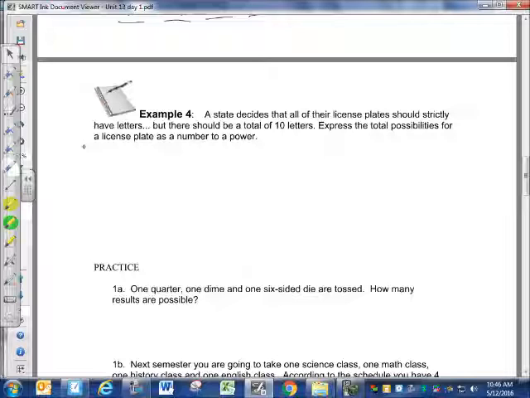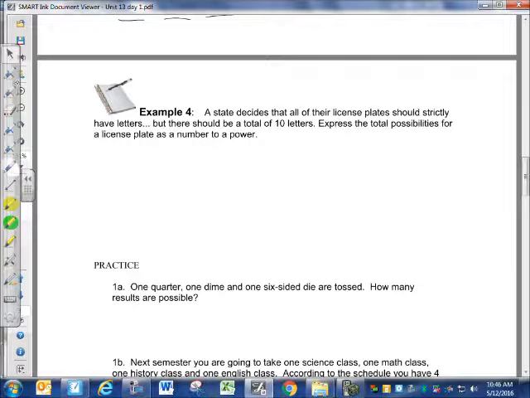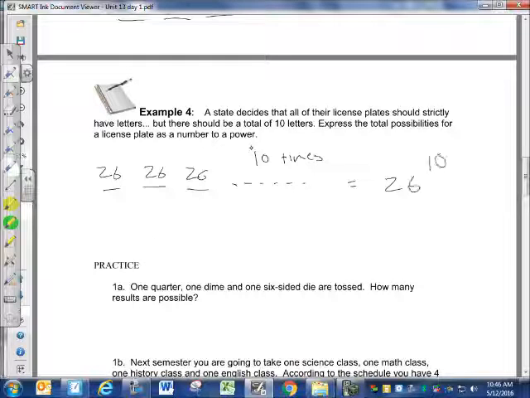In this situation, we have 10 spots. I have 26 letters for the first one, 26 for the second one, 26 for the third. Keeps going 10 times. So I have 26 being multiplied by itself 10 times.